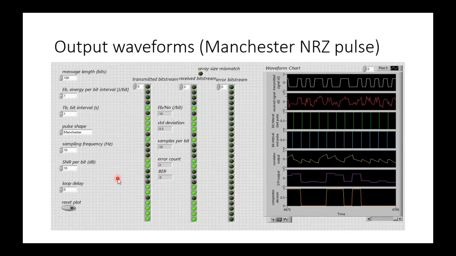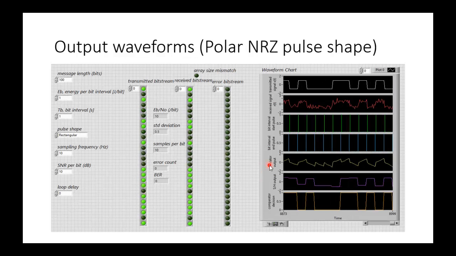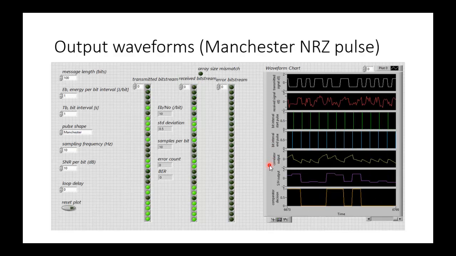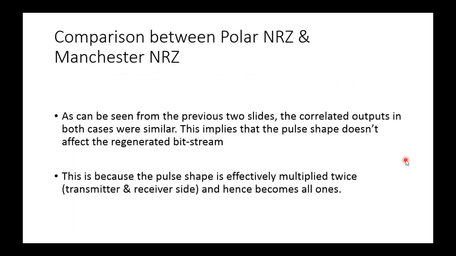Then we have the Manchester non-return to 0 pulse shape, and we have something similar over here. We see that the correlator output here at the Manchester non-return to 0 is quite similar to the one we had at polar non-return to 0. So both of these waveforms are quite similar. So the correlator output doesn't seem to depend on the pulse shape. This is mainly because the pulse shape is effectively multiplied twice, once on the transmitter and once on the receiver side, and hence becomes all once.